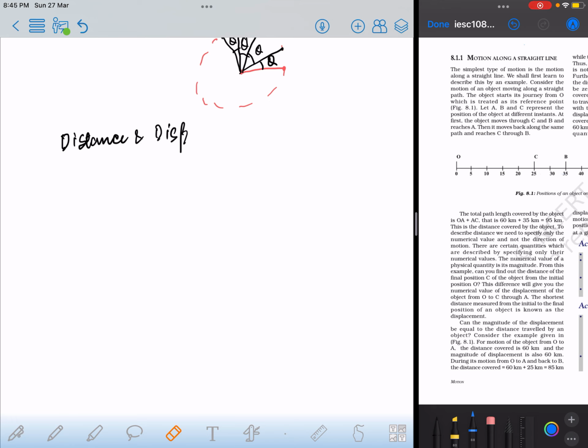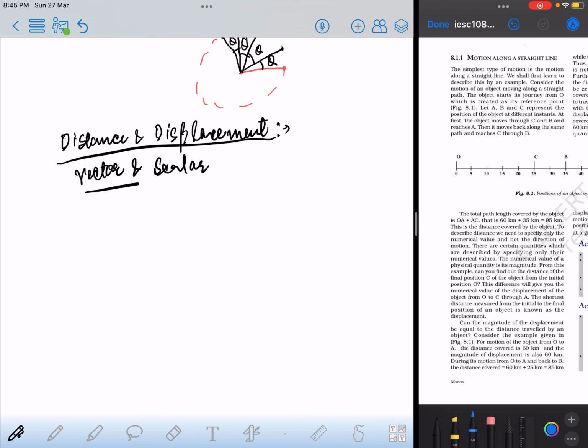Sorry, there's a mistake in the confusion. Displacement. So what are these two things? As we have already gone through the two quantities, that is vector and scalar, these quantities are related to the vector quantity. And first we will go through this example.